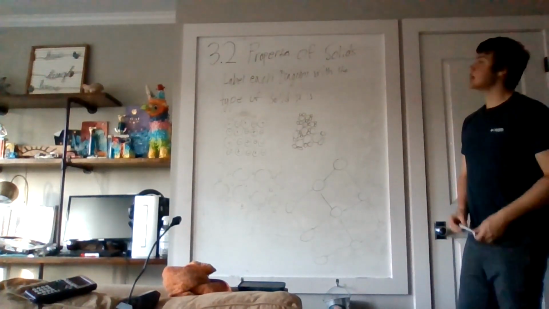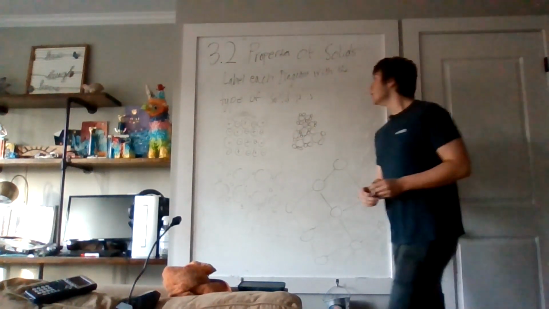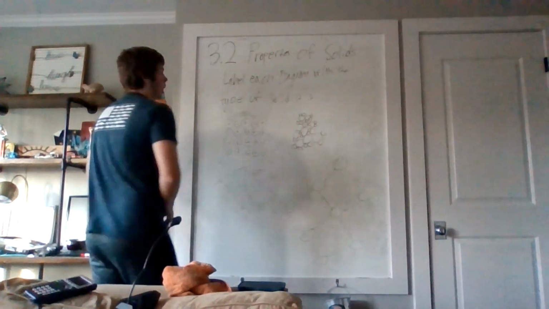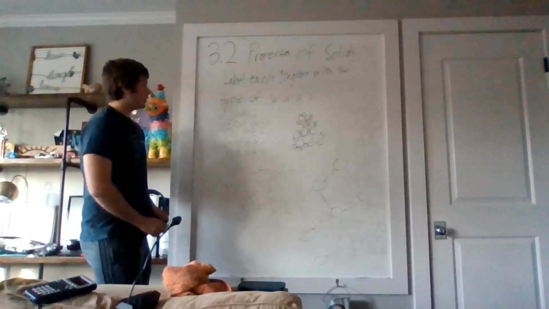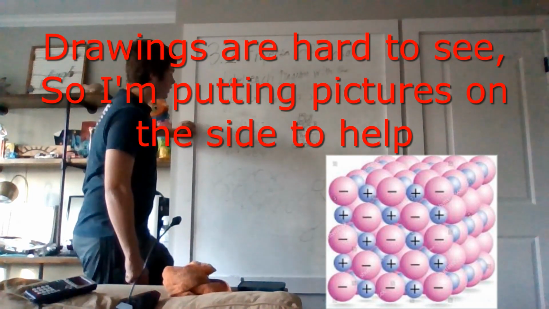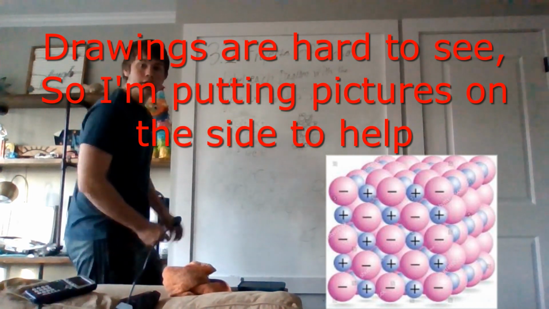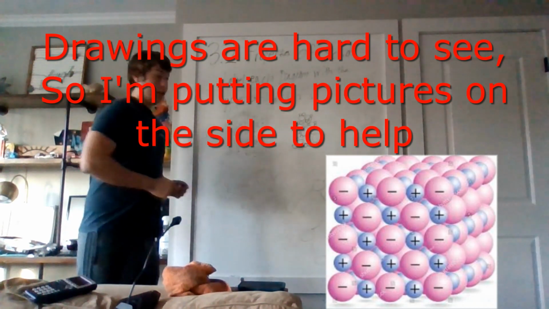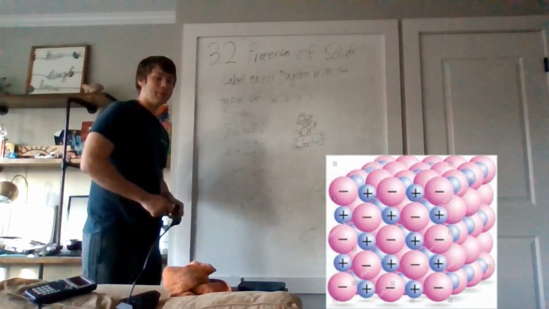This is Tommy, and today we're talking about properties of solids. Now we have to label each diagram with the type of solid it is. So this is a bunch of cations and anions in a checkerboard pattern. That tells us that it's an ionic compound.